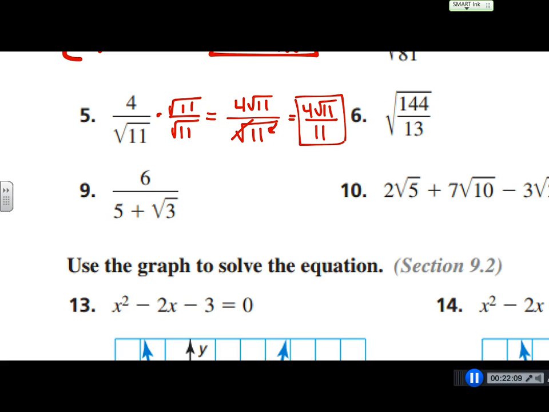Square roots out of the denominator, we got it. Hold on, what? Square root 11. Oh, that's it? Square root 11 times square root 11. Yeah, right?